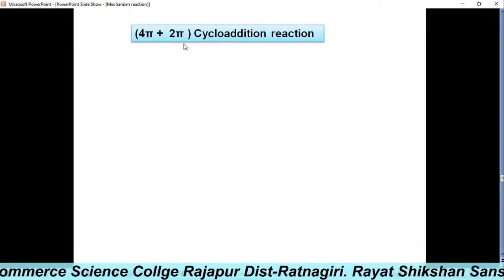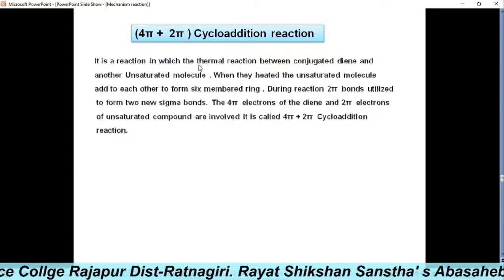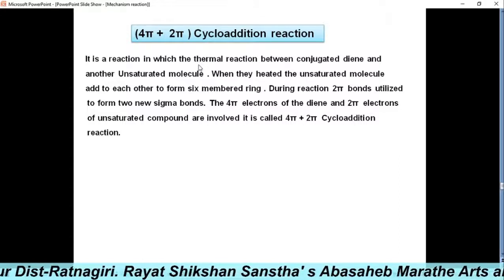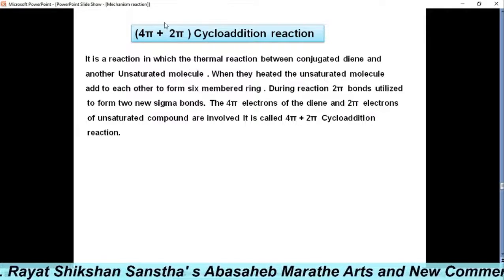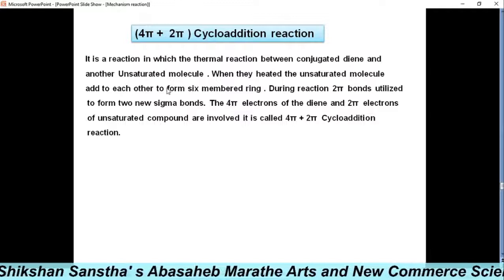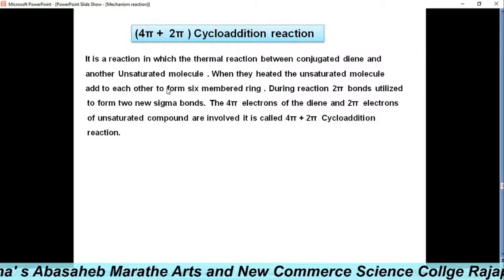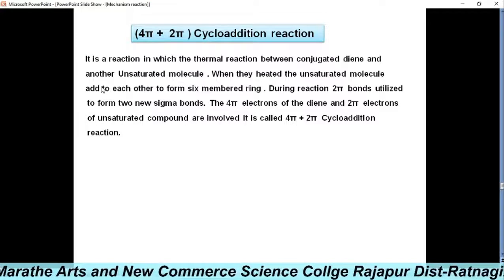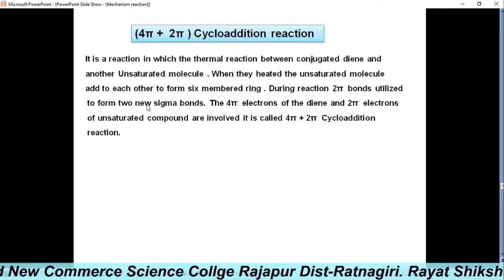Next, the type we are going to discuss is the 4 pi plus 2 pi cycloaddition reaction. In a 4 pi plus 2 pi cycloaddition reaction, what happens? It is a thermal reaction between a conjugated diene, a 4 pi system, and another unsaturated molecule, a 2 pi electron system. When they are heated, the unsaturated molecule adds to the ends of the conjugated system, forming a six-membered ring.